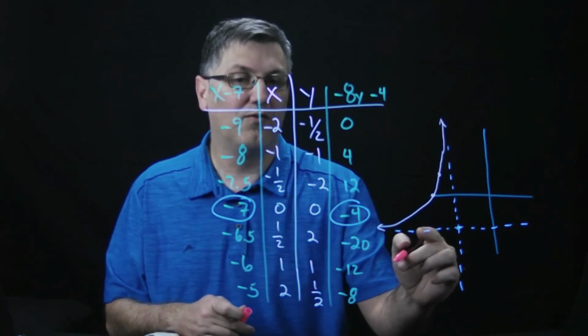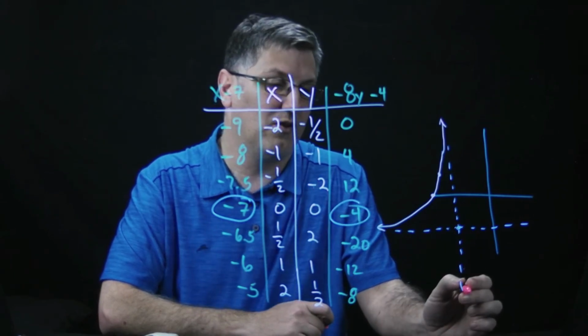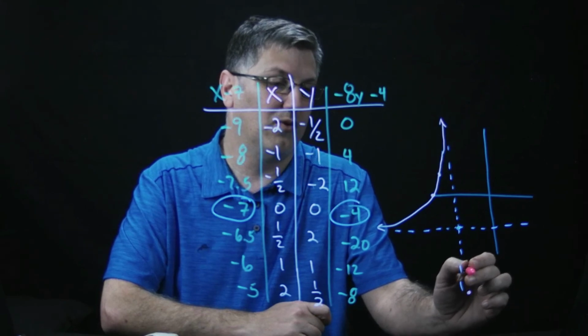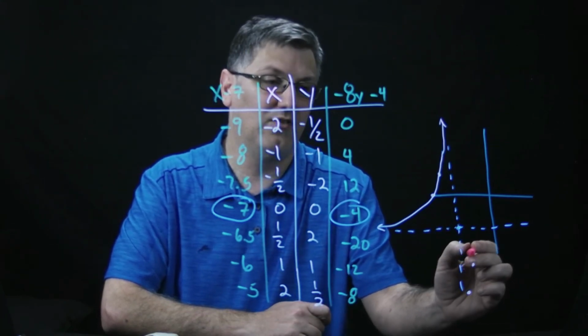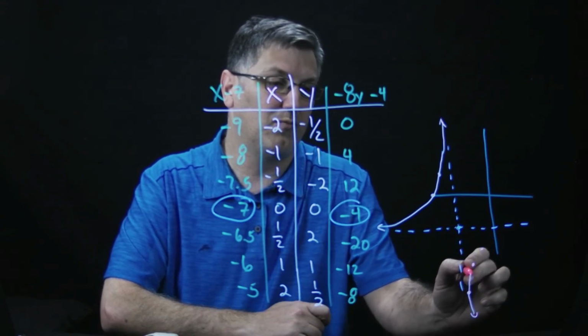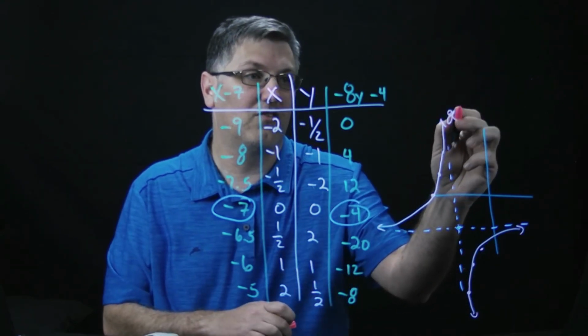And then I've got -6.5. Well, if this is -7, this is -6.5, -20. So that's way down here. -6, -12. Maybe right in here. And then -5, -8. Maybe right in here. So this graph is going something like this. And that's my graph of g of x.